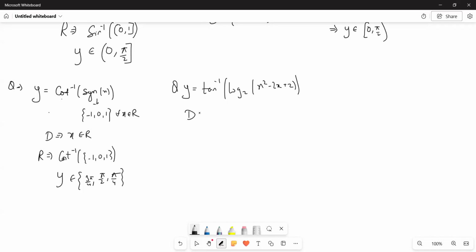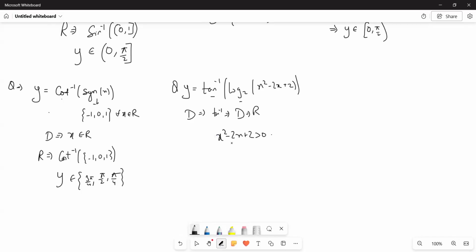So for the domain part, for tan inverse, the domain is all real numbers. So there will be no restriction for tan inverse. Log के लिए restriction लगेगा. That log to the base 2 implies that we need x square minus 2x plus 2 to be greater than 0.